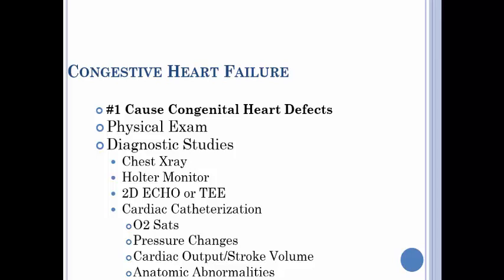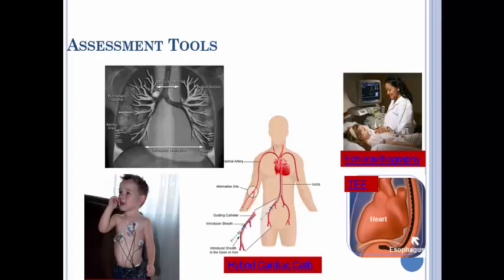So sometimes these can be picked up on physical exam or diagnostic studies like chest x-rays, Holter monitors, echoes, transesophageal echoes, cardiac catheterizations. And on the cardiac catheterization, the O2 sat, the pressure changes noted, cardiac output, stroke volume, and anatomic abnormalities. Assessment tools, we can talk a little bit more about this in class, but the echocardiogram, the cardiac cath, and the Holter monitor.